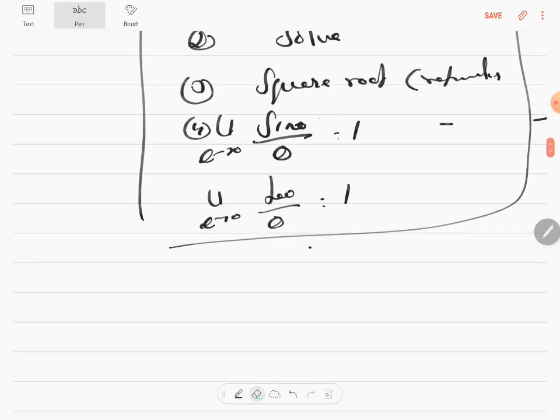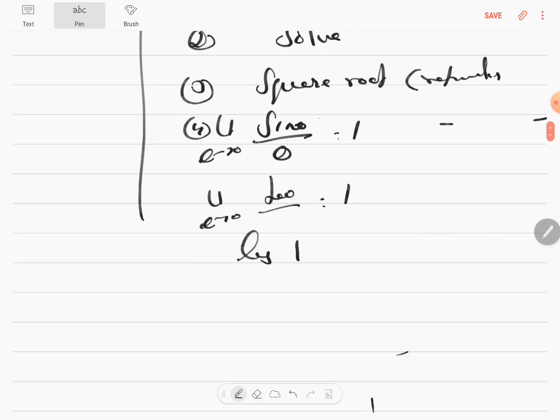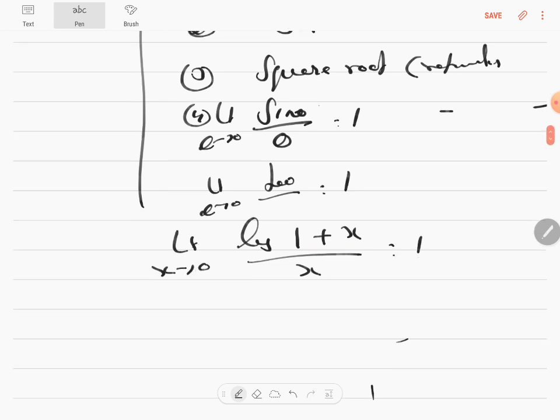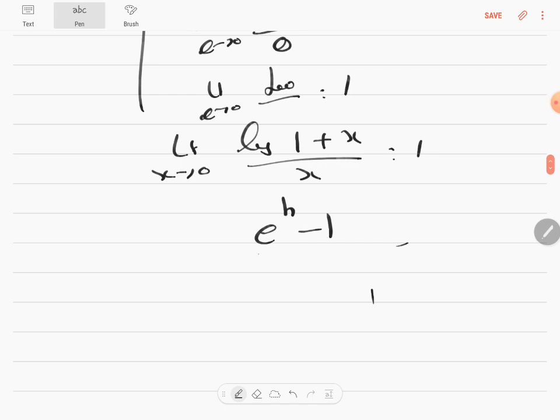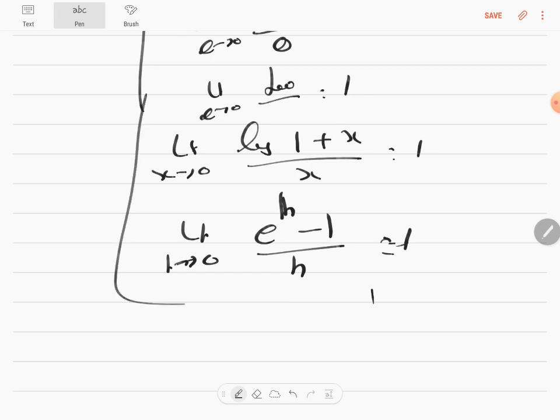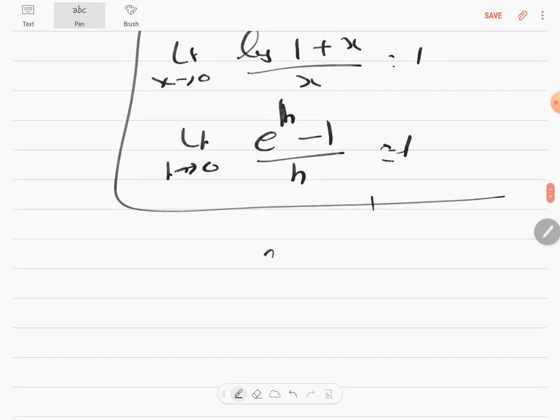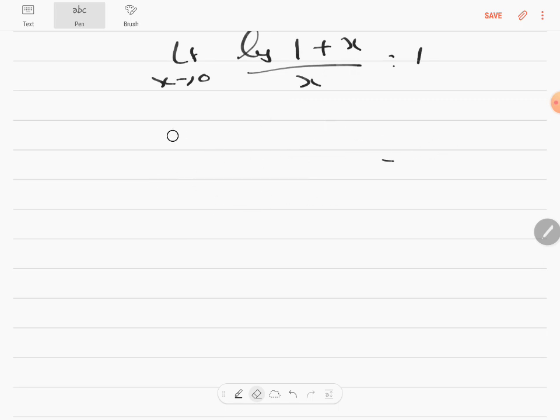Similarly, this is for a trigonometric function. If it's a logarithmic function, it's log of (1 plus x) by x, limit x tends to 0 is also 1. Then e to the power h minus 1 by h, limit h tends to 0 is also 1. I call it h, but it's x: e to the power x minus 1 by x, or e to the power h minus 1 by h. So these are the formats that you adopt to solve. A to the power x minus 1 by x is a to the power x log a to the base e. Okay, so these are the formulas that we adopt to solve the continuity sums.